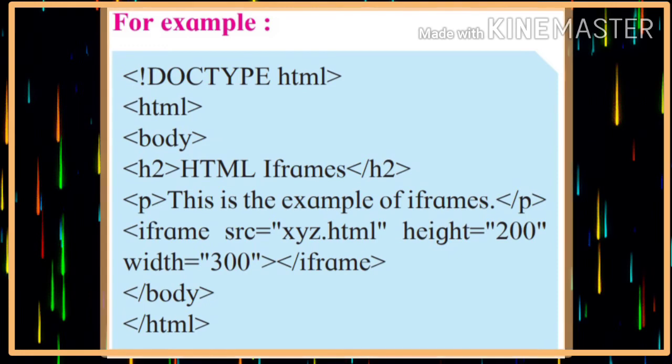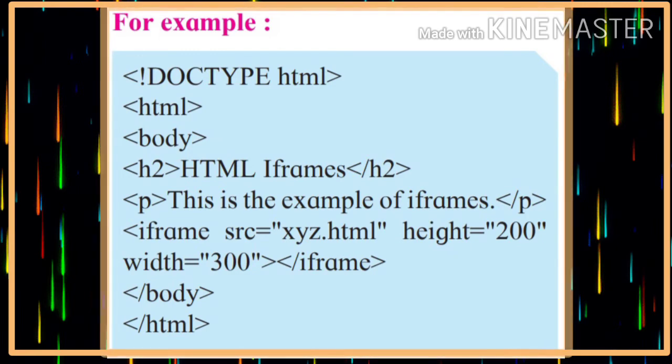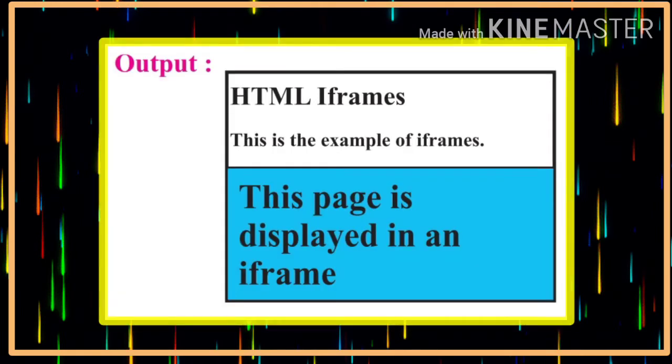Let's see one small example of inline frames. Here we define the inline frame by using iframe tag with the attributes src, height and width. The value of src attribute is xyz.html file. The file contents is: this page is displayed in an iframe and the background color is blue. Save the program, execute it on the browser and see the output. The output shows the inline frame.